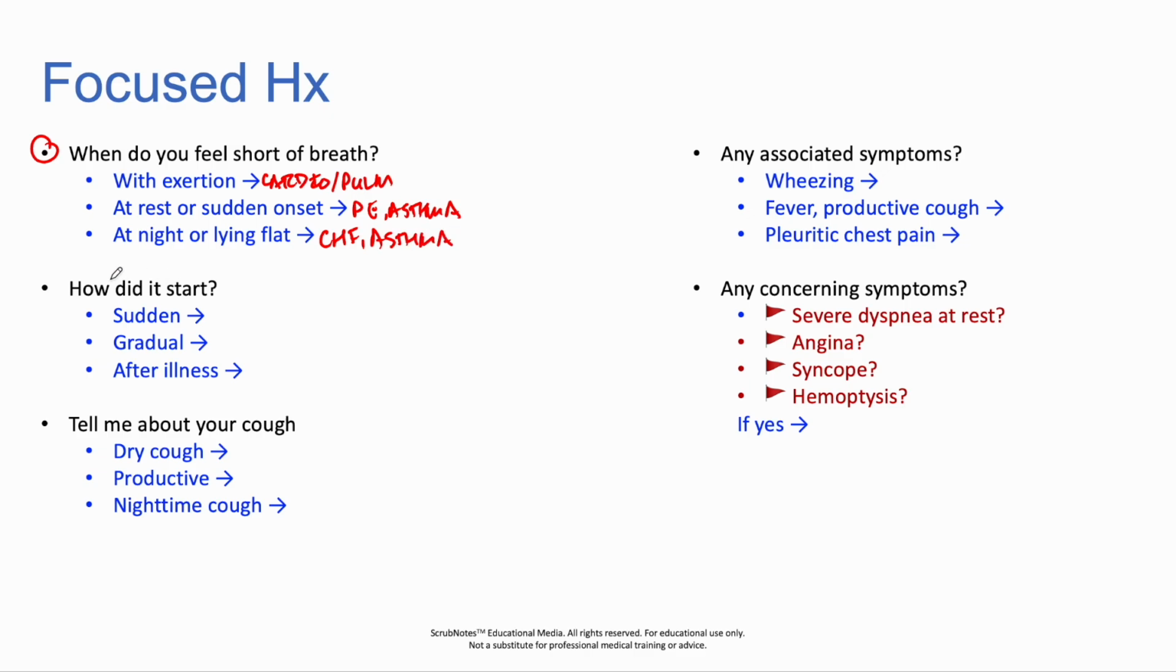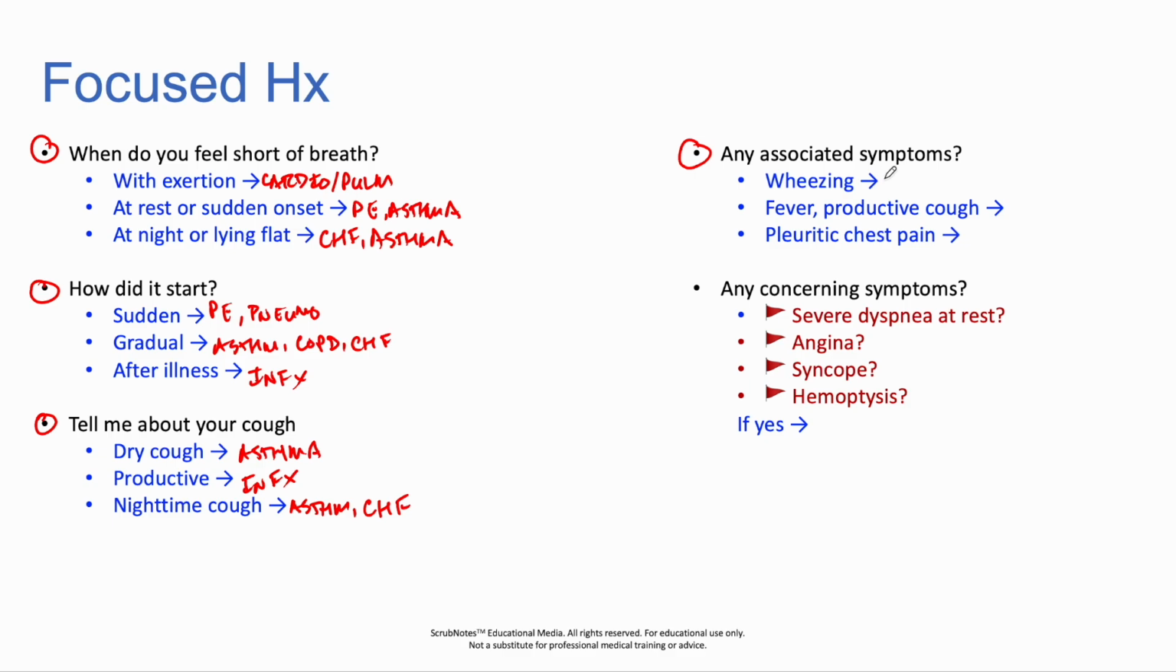Next, you'd want to ask, how does it start? If it's sudden, PE, pneumothorax. If it was gradual onset, asthma, COPD, congestive heart failure are all causes. If it was after an illness, you'd be thinking infection or asthma exacerbation. Then I'd want to ask the patient to tell me more about their cough. So if it's a dry cough, that's likely asthma. If it's a productive cough, it's more indicative of infection. And at nighttime, that could be asthma or congestive heart failure.